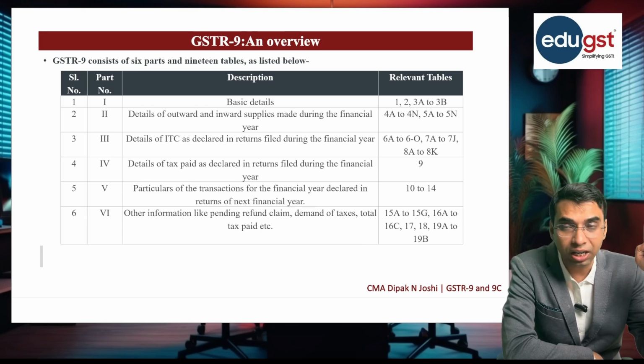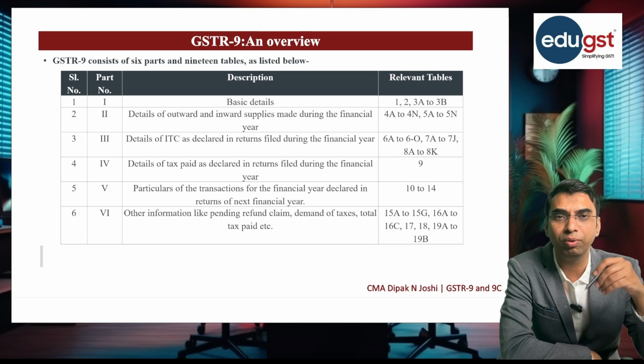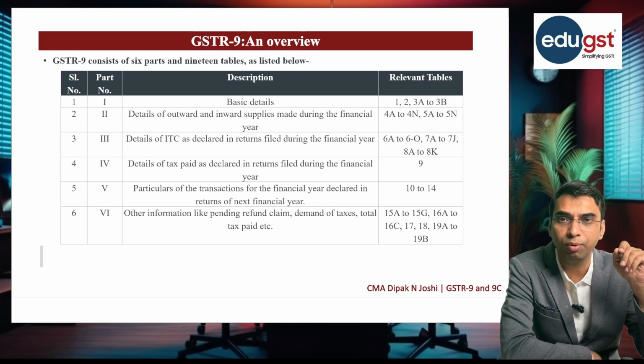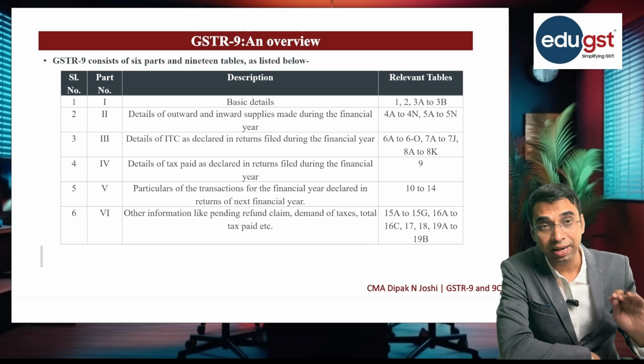Part 6 is other information like pending refund claim, demand of taxes, total tax paid, etc., and the HSN-wise summary of inward and outward supply. All those things are covered in part 6, that is table number 15 to table number 19.